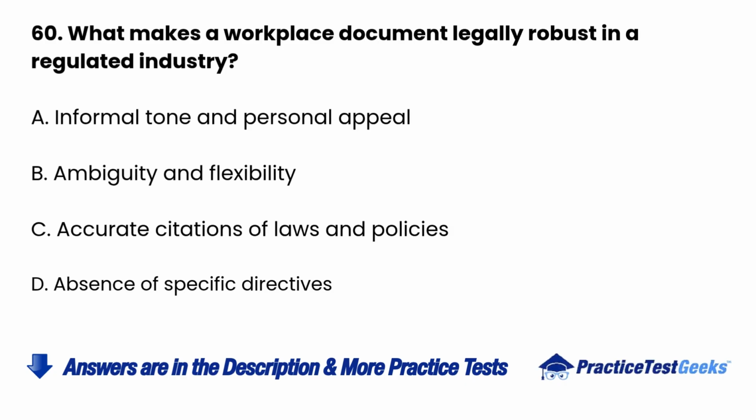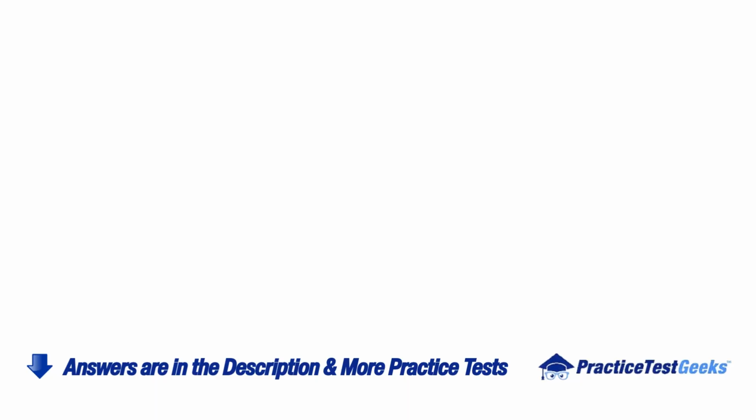60. What makes a workplace document legally robust in a regulated industry? A. Informal tone and personal appeal. B. Ambiguity and flexibility. C. Accurate citations of laws and policies. D. Absence of specific directives.